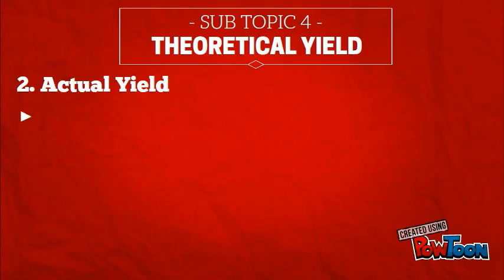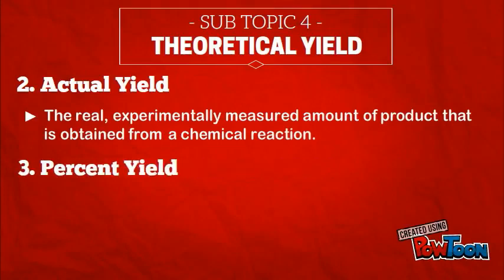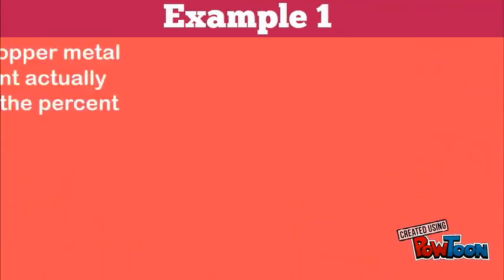Actual yield. The real, experimentally measured amount of product that is obtained from a chemical reaction. Percent yield. Percent yield equals actual yield divided by theoretical yield, multiplied by 100. Here are some examples.